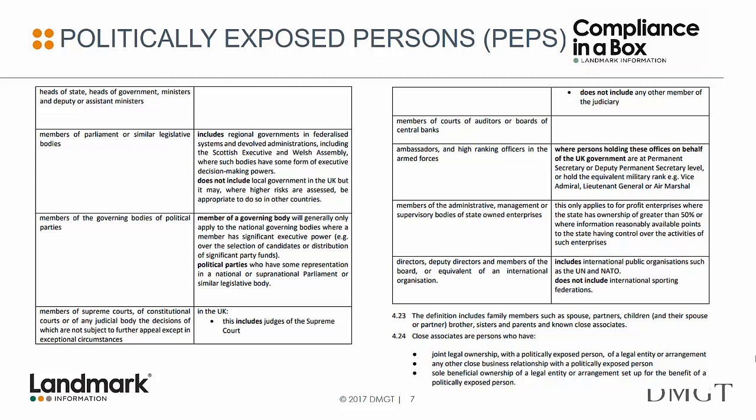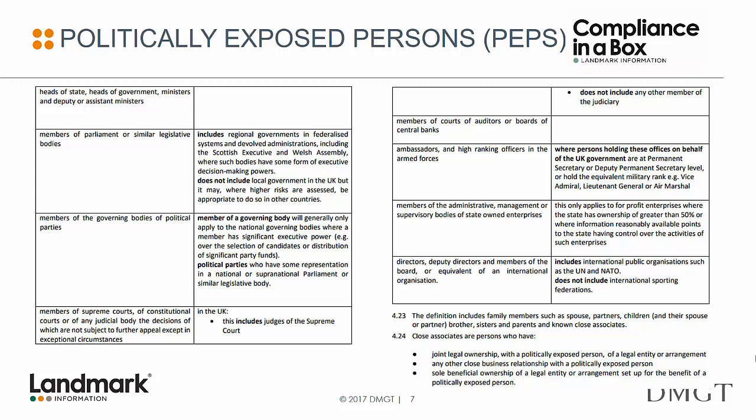HMRC's guidance does outline who we can consider to be a politically exposed person, so for example a member of parliament or members of a governing body or political parties, Supreme Court judges or ambassadors, and high-ranking officials in the army. It also includes family members such as a spouse, partner, children and their spouse or partner, brothers, sisters and parents, and known close associates. Before going on to define what close associates are, the detail of this is available in the guidance from HMRC.